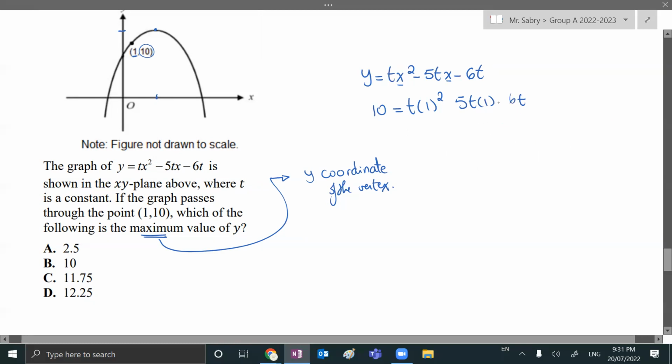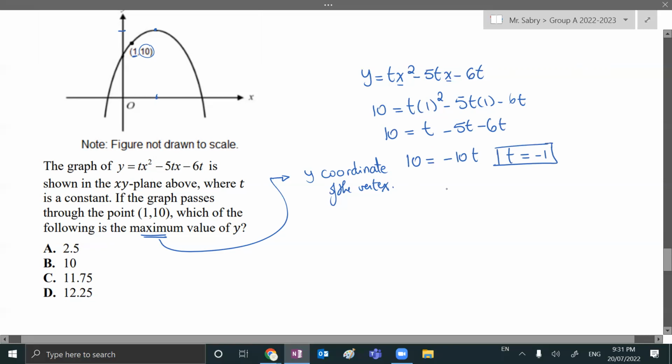It's minus actually. So this will get me 10 equals t minus 5t minus 6t. This will then get me 10 equals negative 11 plus 1, negative 10t. This will then get me 10 equals negative 1. T, sorry, t equals negative 1.